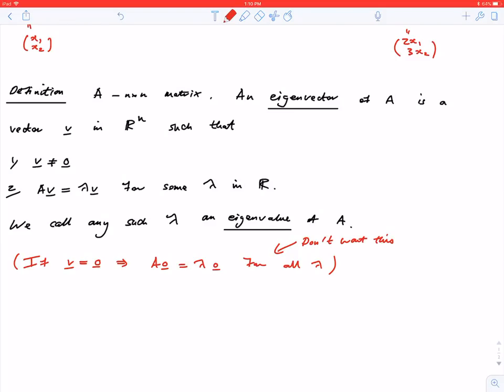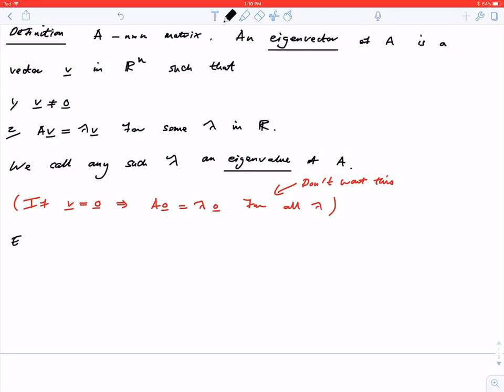It's not obvious yet why, but I don't want to have the 0, because 0 would be kind of trivial in a sense. Okay, so let's just do a quick example, shouldn't we? So let's do what I've just done. If A is equal to 2, 0, 0, 3, what do we see?